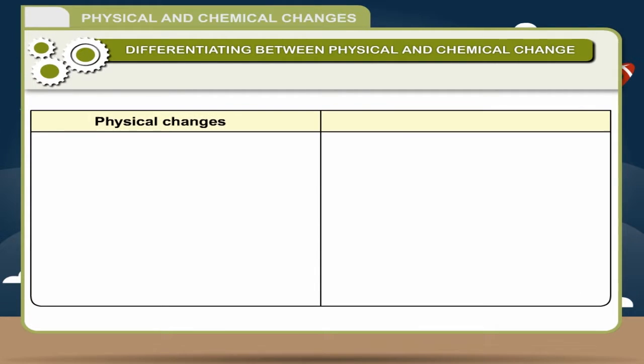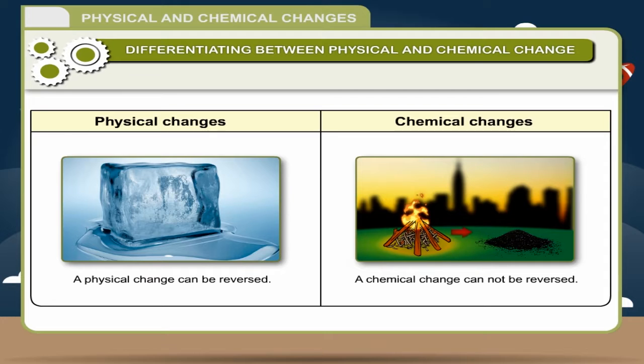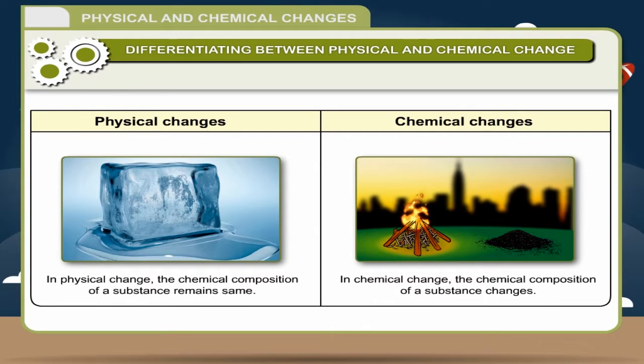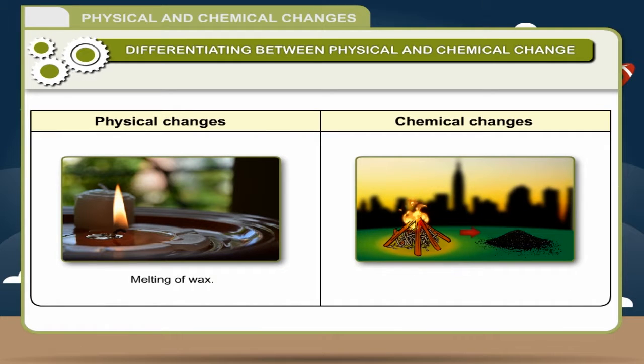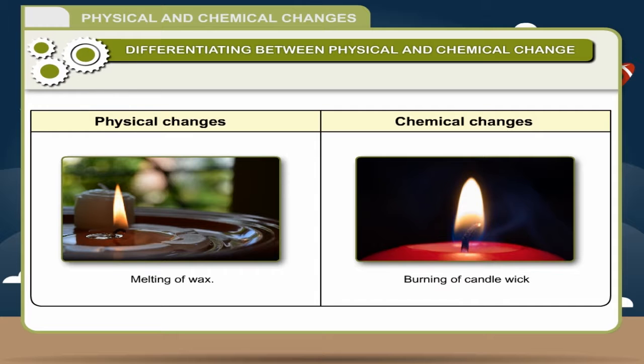Physical changes, chemical changes. A physical change can be reversed. A chemical change cannot be reversed. In physical change, the chemical composition of a substance remains the same. In chemical change, the chemical composition of a substance changes, like melting of wax, like burning of candle wick.